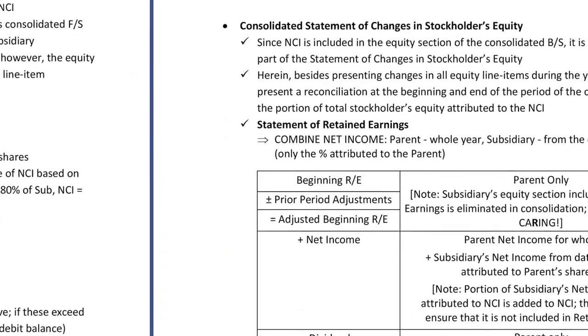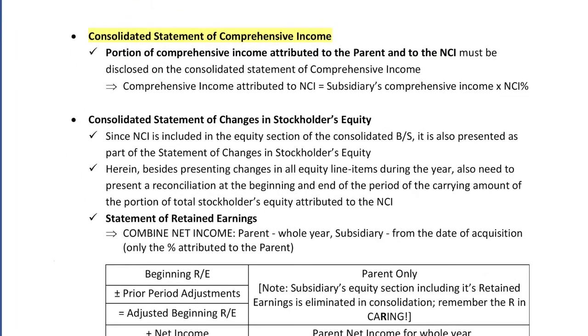Move to page 11, highlight consolidated statement of comprehensive income. And on this statement, highlight portion of the comprehensive income attributed to the parent and to the NCI must be disclosed. And underline comprehensive income attributable to NCI equals the subsidiary's comprehensive income multiplied by the NCI percentage.